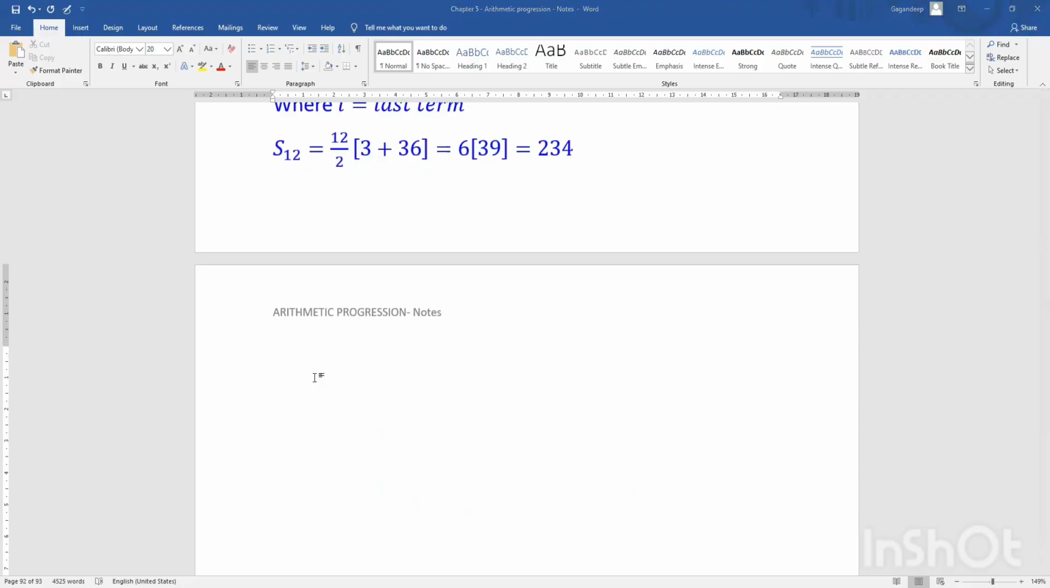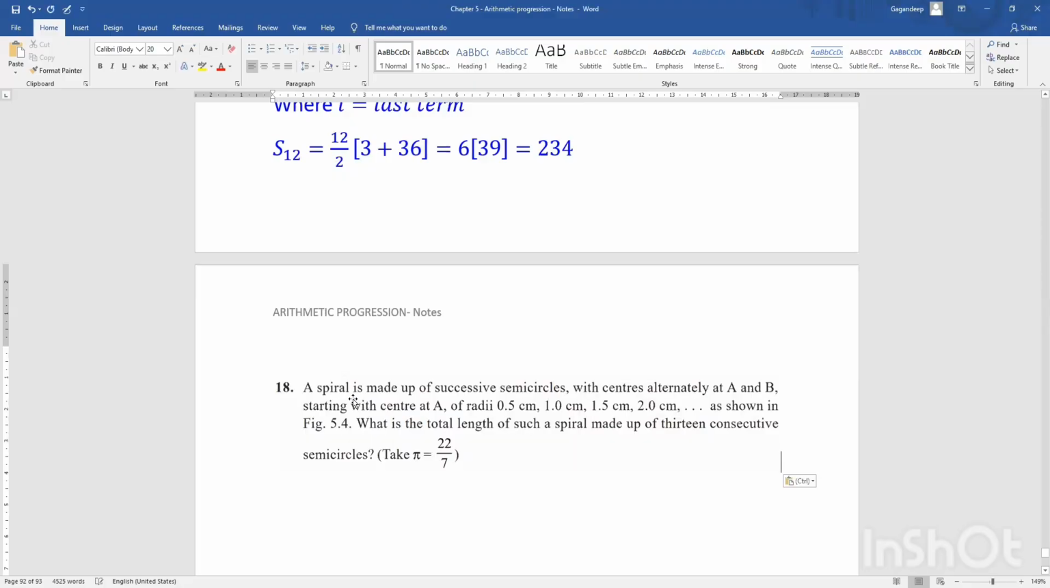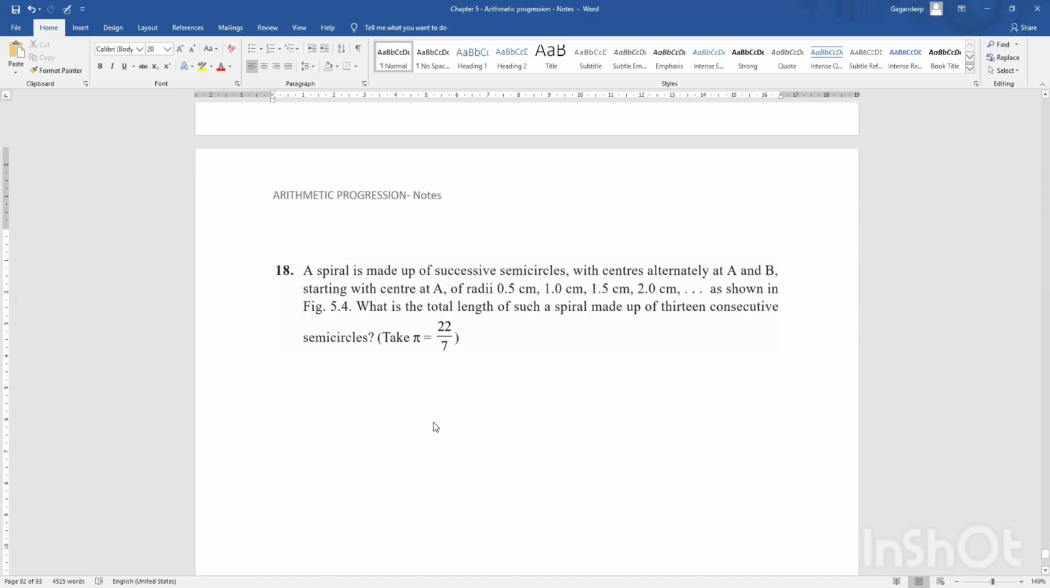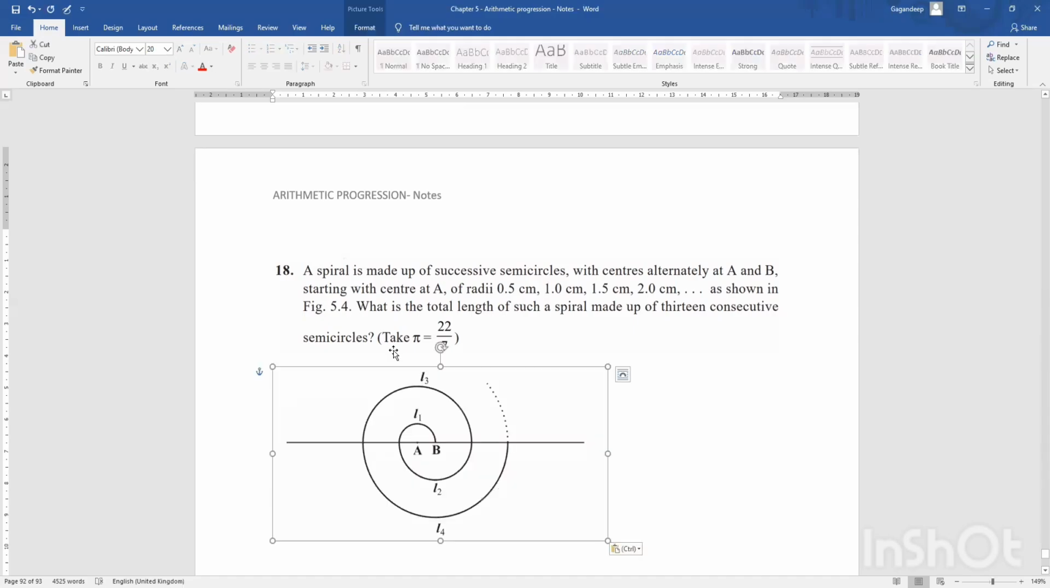Then I have the 18th problem. So here we have the figure also for this. A spiral is made up of successive semicircles with centers alternately at A and B, starting with center A, of radii 0.5 centimeter, 1 centimeter, 1.5 centimeter, 2 centimeter, as shown in figure 5.4. What is the total length of such a spiral made up of 13 consecutive semicircles, taking pi equals 22 by 7?